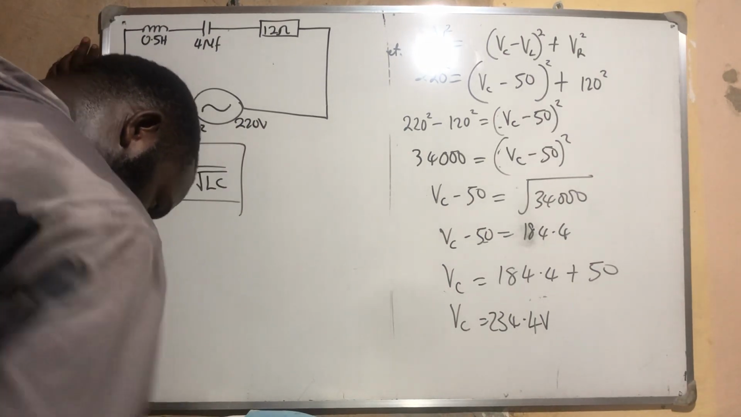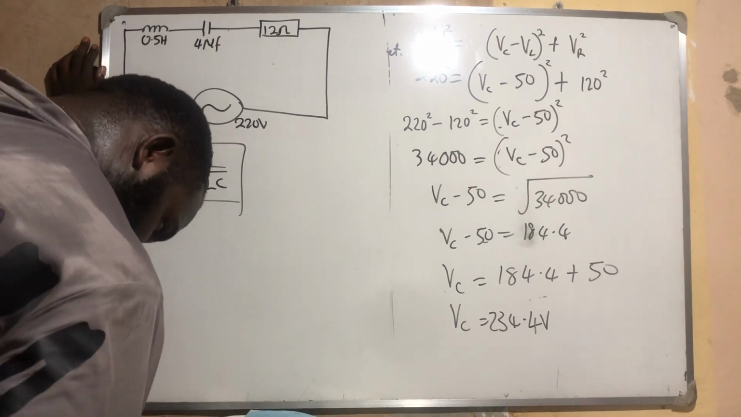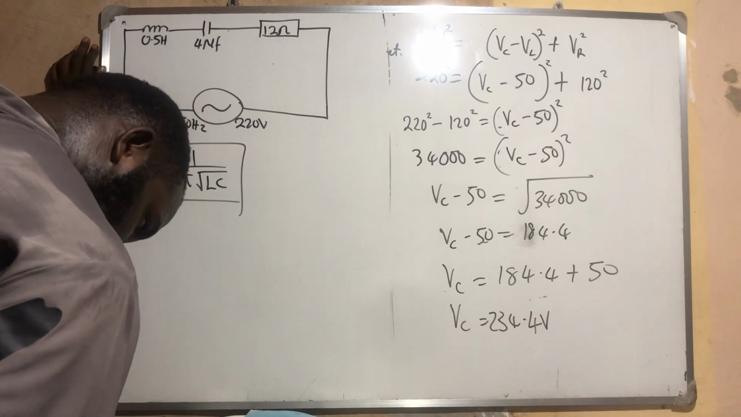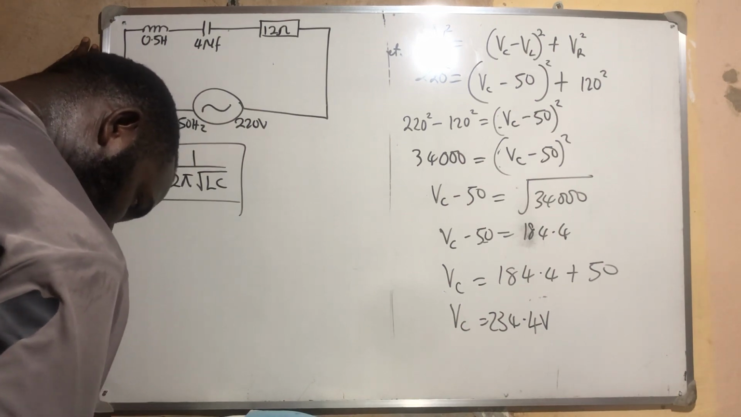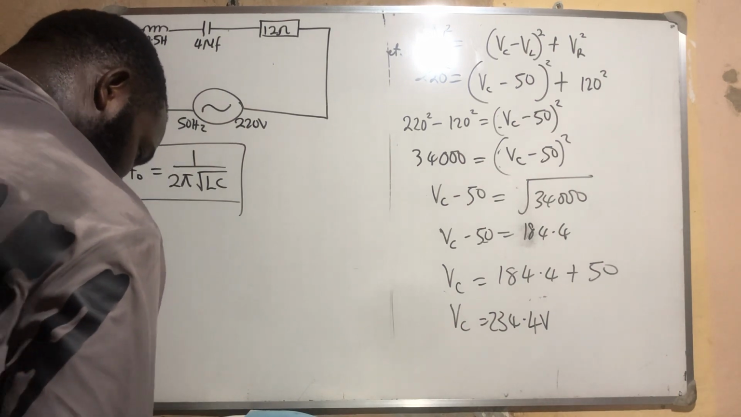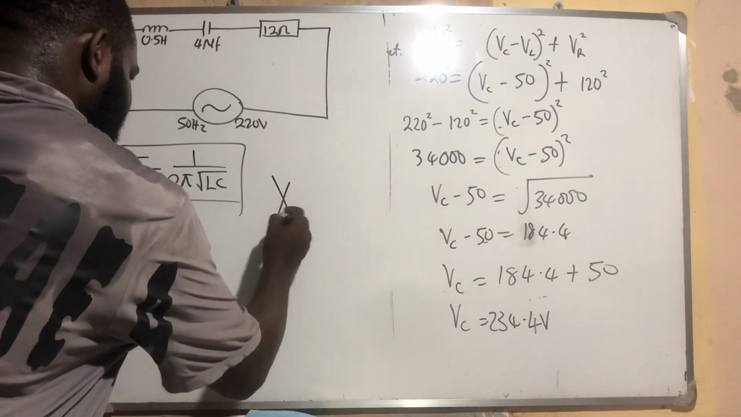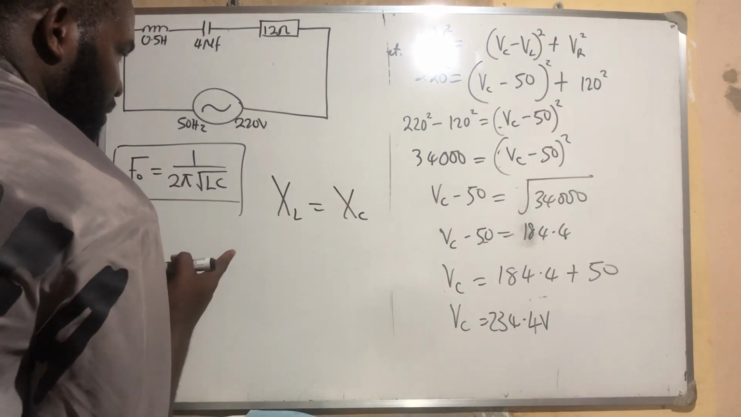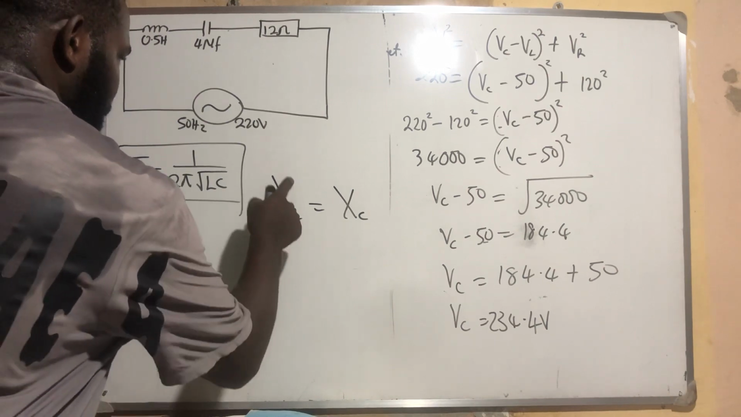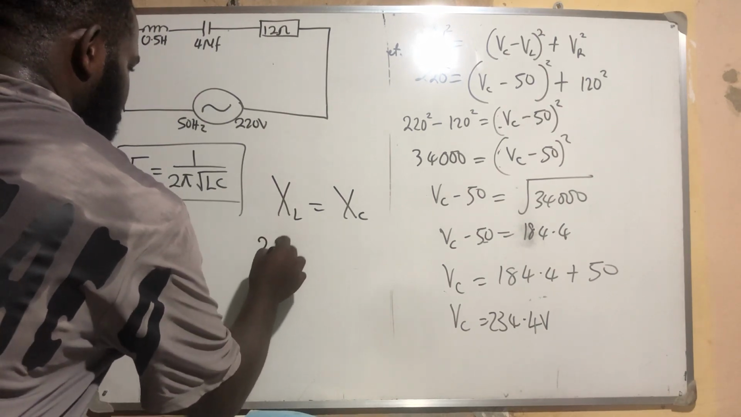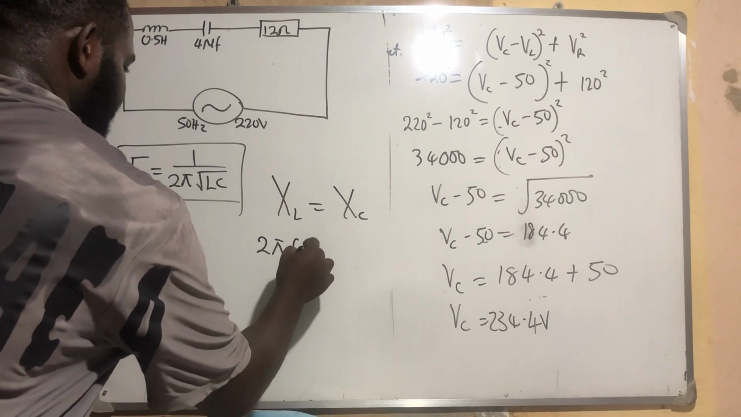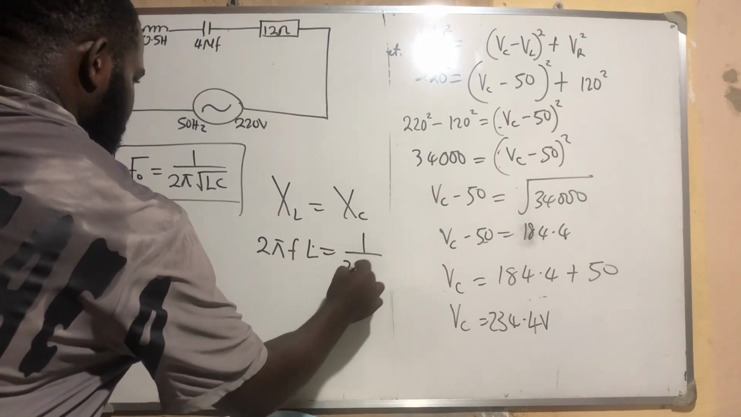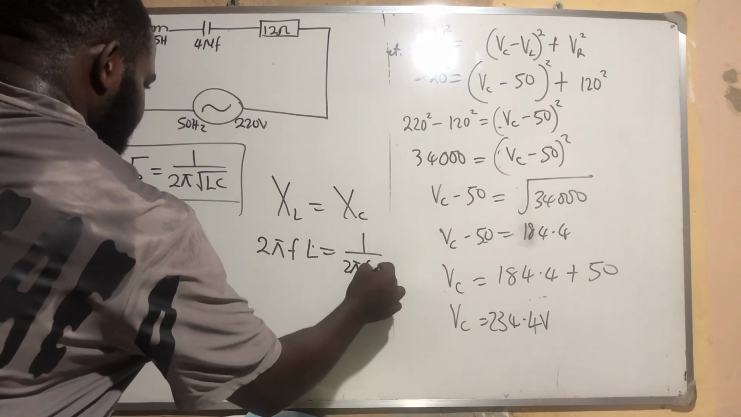Your impedance is the same thing as, where is it? Okay, so how do we get that? Just say that your XL is equal to your XC. That's how to calculate the resonance frequency. So XL is always given by 2 pi FL, and XC is 1 over 2 pi FC.